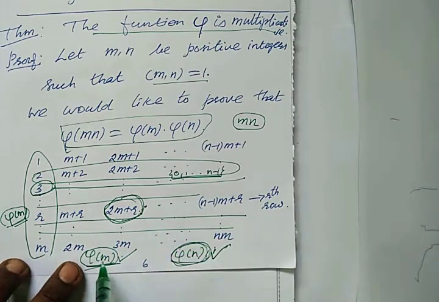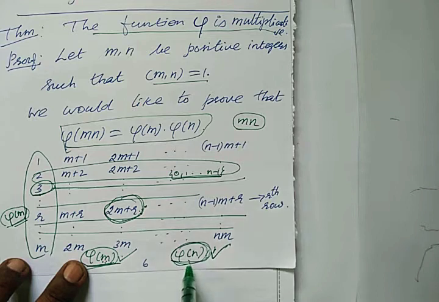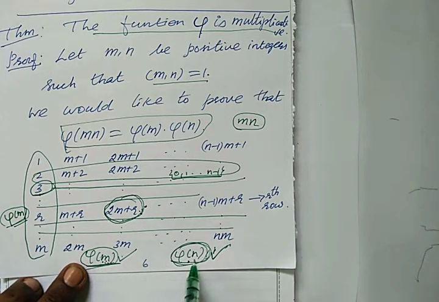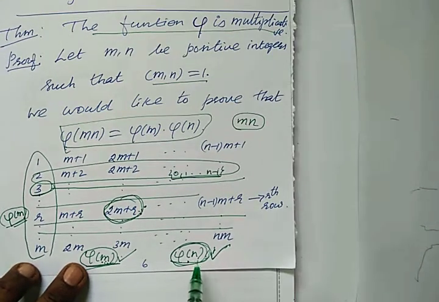So from these many rows, in each row, excluding these many numbers, I am deleting the remaining numbers. So there are these many rows, and in each row only these many numbers are there. So these are the number of columns. This is the number of rows, this is the number of columns.